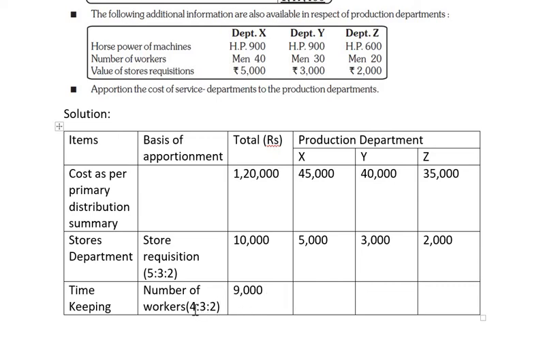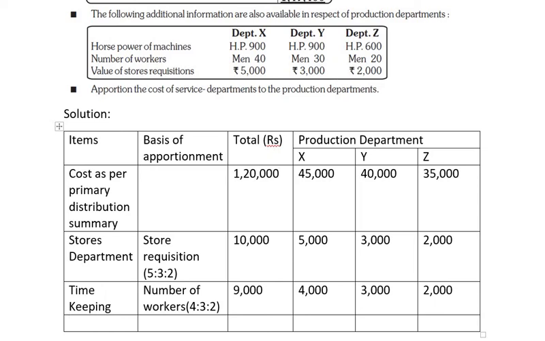So we have to divide 9,000 among 4:3:2. So how to do it? Just add it. 4 plus 3 is 7, 7 plus 2 is 9. So over here it will be 9,000 multiplied by 4 by 9, so it will be 4,000. Next will be 9,000 multiplied by 3 upon 9, so it will be 3,000. Next will be 9,000 multiplied by 2 by 9, so it will be 2,000.